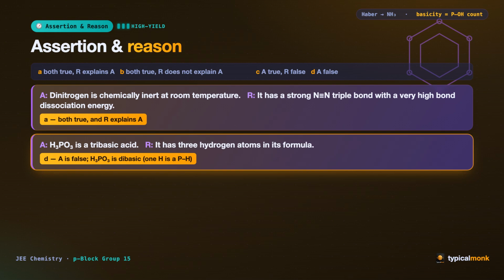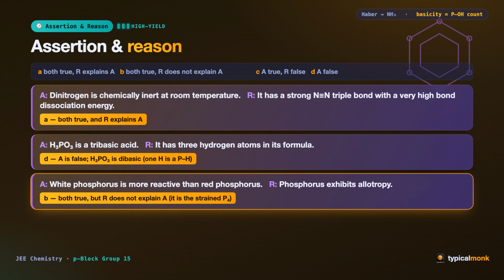Second pair. Assertion: phosphorus acid, H3PO3, is a tribasic acid. Reason: it has 3 hydrogen atoms in its formula. The reason is true, but the assertion is false. One of those hydrogens is a PH bond, which does not ionize, so the acid is only dibasic. The answer is D.